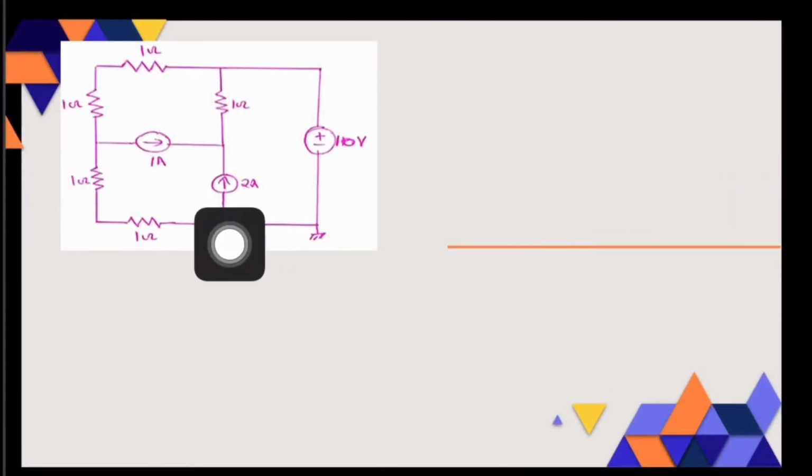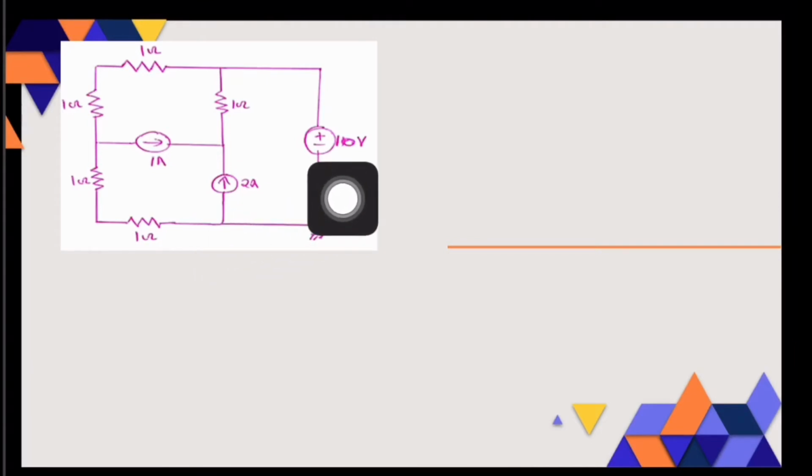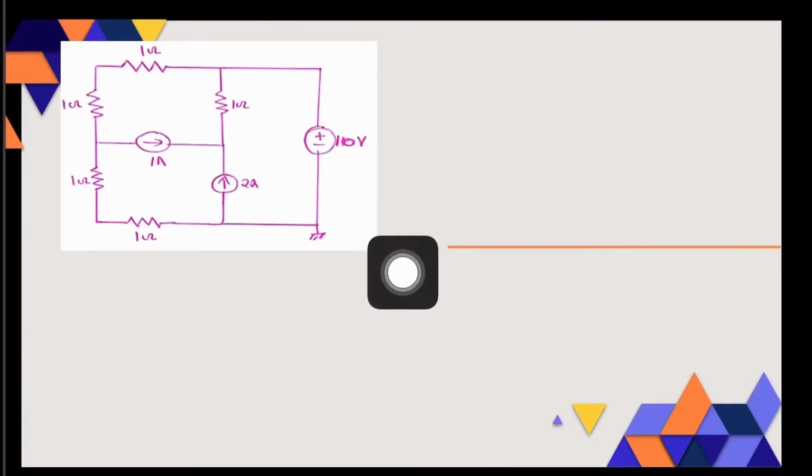Here we have two independent current sources and one independent voltage source. We are asked to find out power supplied by this independent voltage source. The power supplied by an independent voltage source can be mathematically expressed as product of source quantity and current through that source. The source quantity is already given as 10 volts. So what we are supposed to do now? We are supposed to find out current through this voltage source.